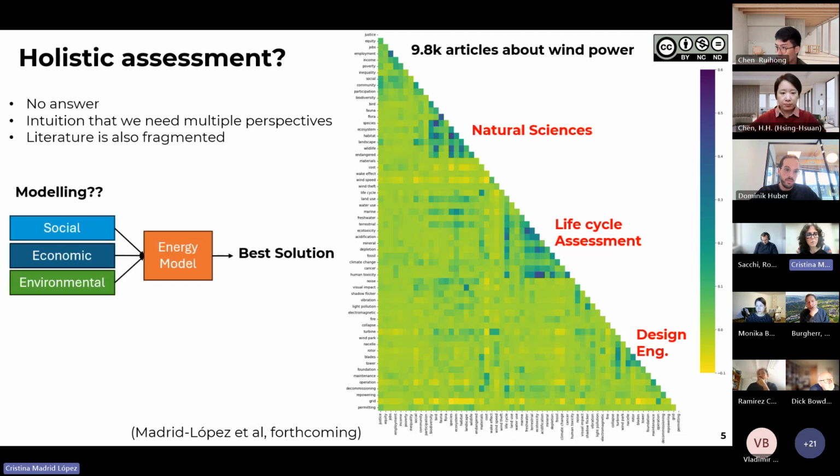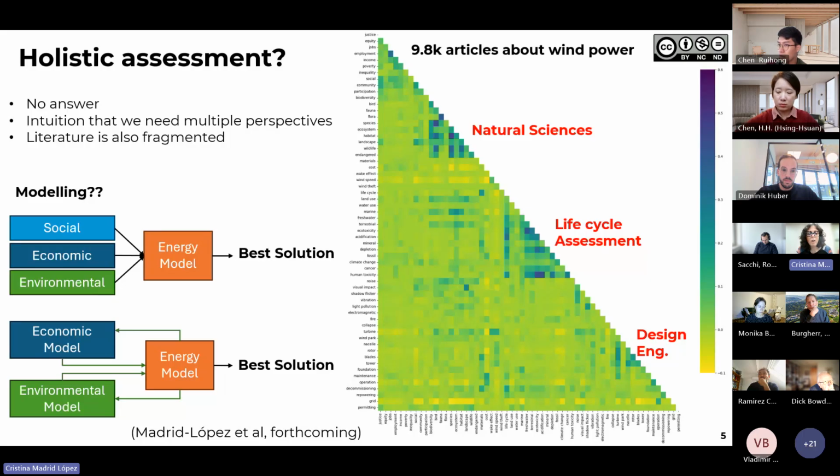So what do we try to do? There are two ways of dealing with this integration. One of them is to put a lot of different parameters inside the energy model, and that will give us the best solution. Or another frequent way, and this is very reductionistic, but it's kind of two poles of one thing, would be that we try to create models for each one of the parameters and then connect them. And then again, we try to find the best solution.